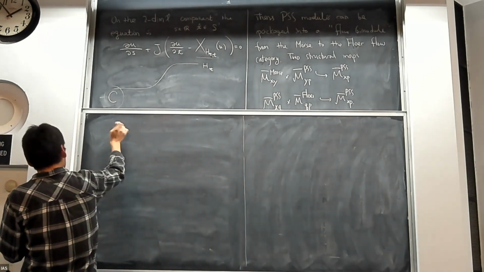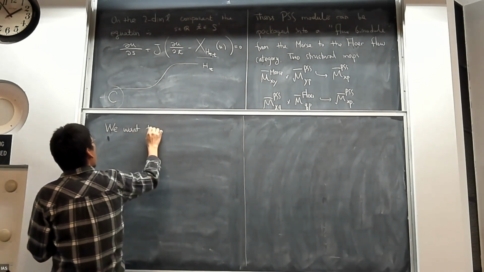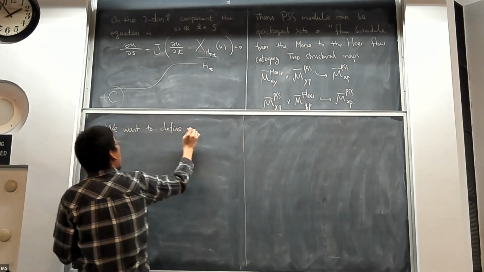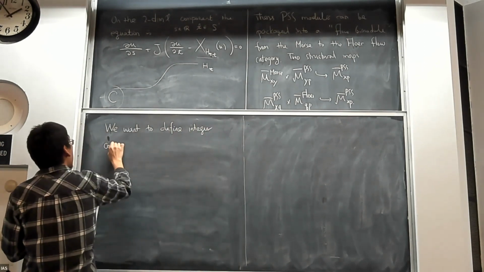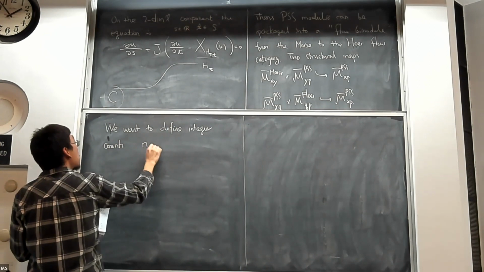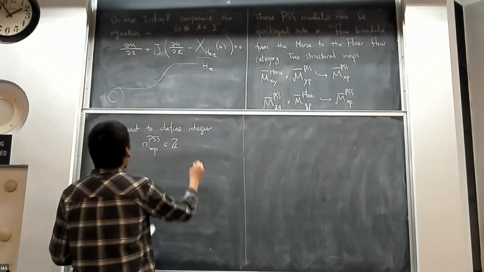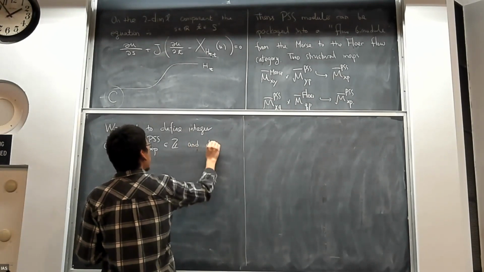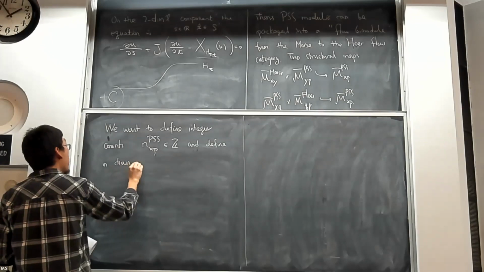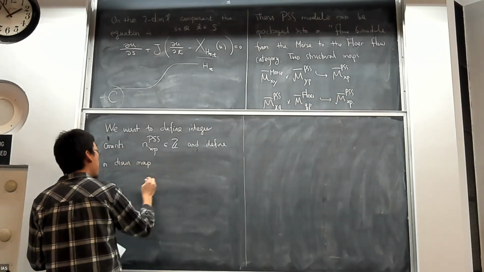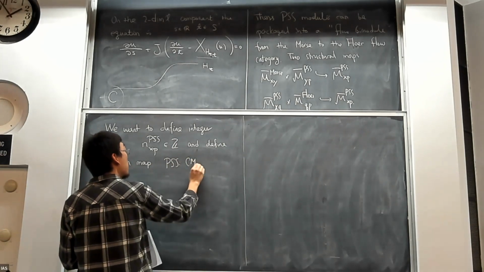Then after that, we just want to define integer counts, X_P, PSS, and define the chain map PSS, CM.